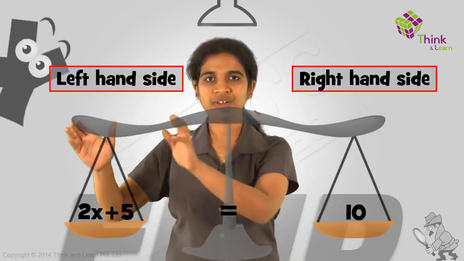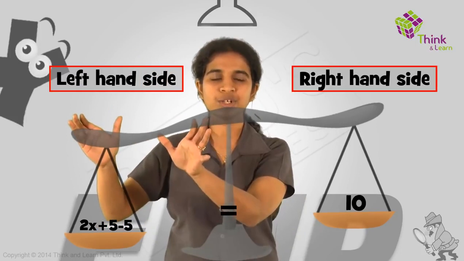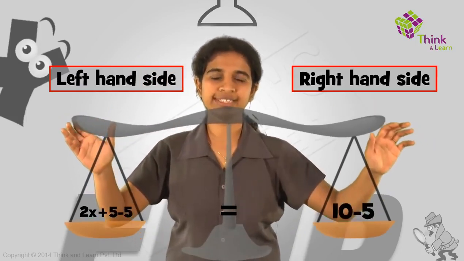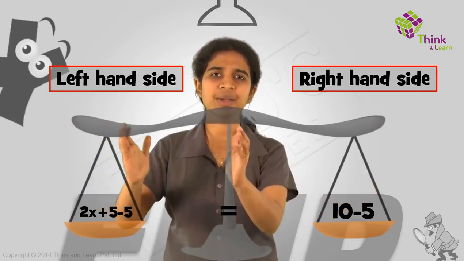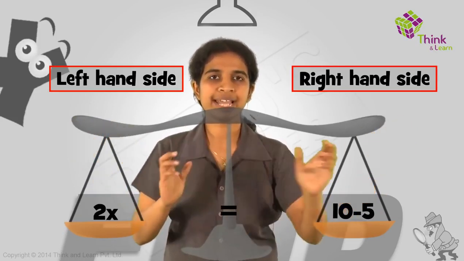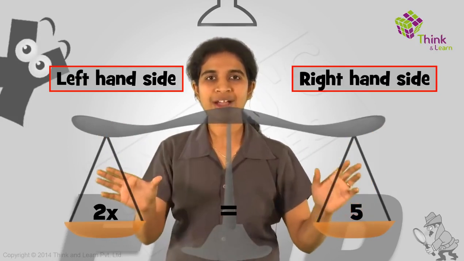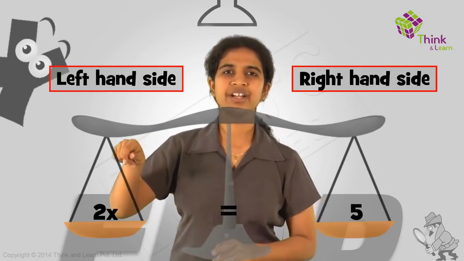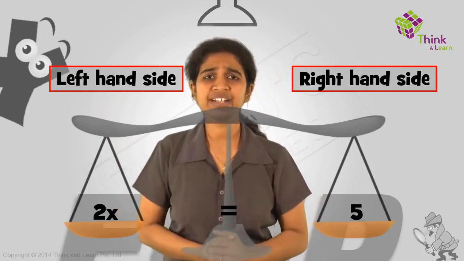So I have 2x plus 5 here. I'll put a minus 5 so that this is going to become 0. If I put a minus 5 on this side, I need to put a minus 5 on this side as well. Right? So this plus 5 minus 5 becomes 0. This is gone. 10 minus 5 becomes 5. So now I have 2x equal to 5. I don't want the 2. I want to get rid of the 2.